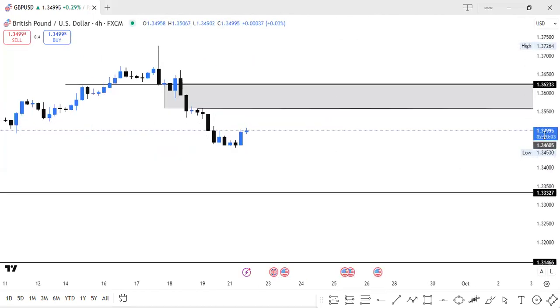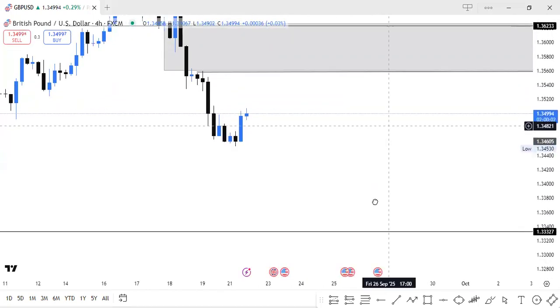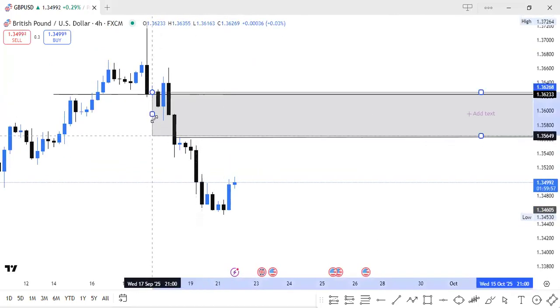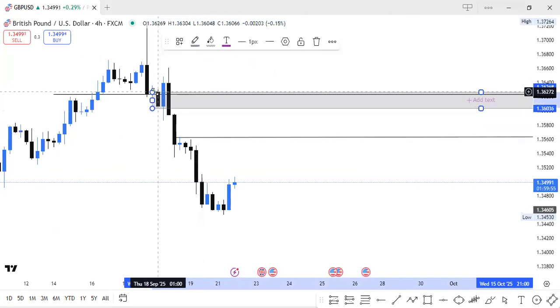Now on the 4-hour time frame, where is that liquidity level? I can see that this is it here. And on the 4-hour time frame, I have a supply zone just above that level.